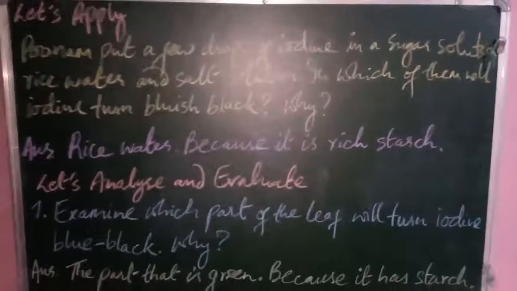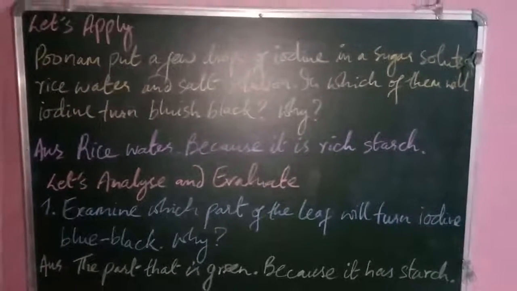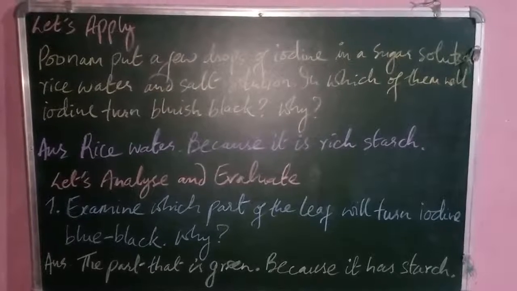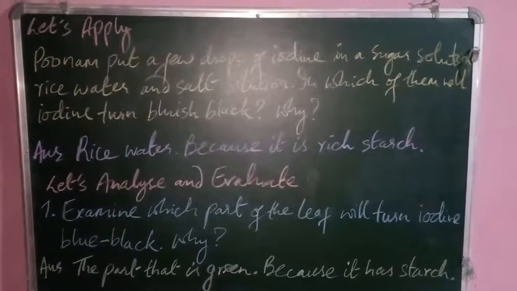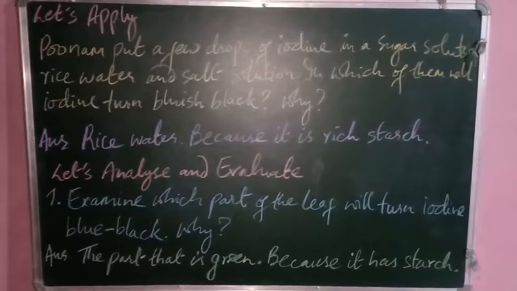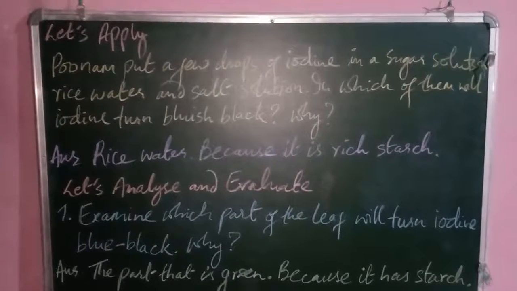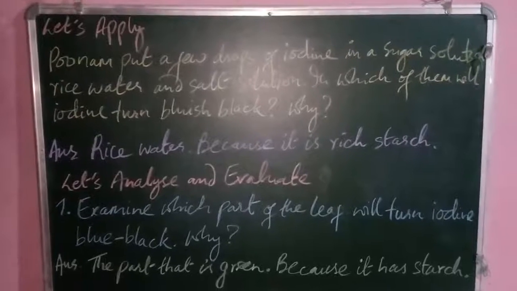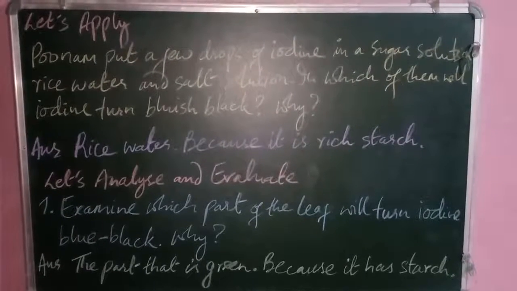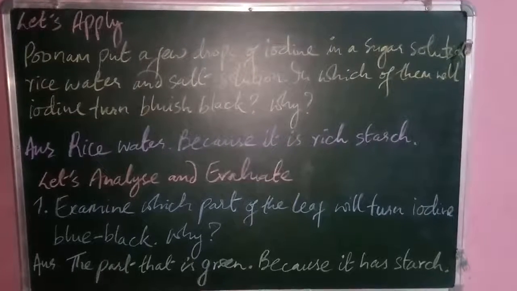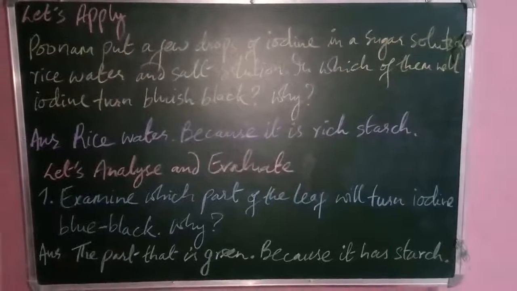Moving on. So then we have, let's apply question. Poonam put a few drops of iodine in a sugar solution, rice water and salt solution. In which of them will iodine turn bluish black and why? So you have to write rice water, full stop, because it is rich in starch. Okay.